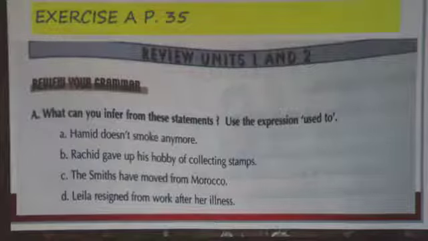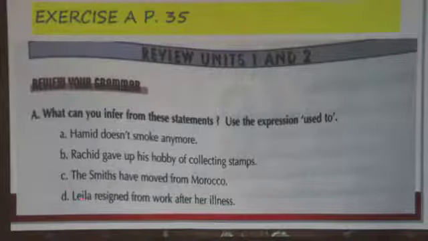Now, sentence C. So here we have the Smiths have moved from Morocco, which means that they lived in Morocco and they moved elsewhere. Okay? So try to reformulate this sentence using the expression used to. And the last one, D.